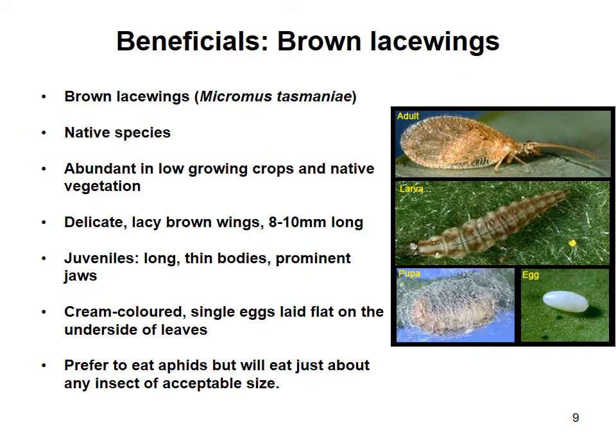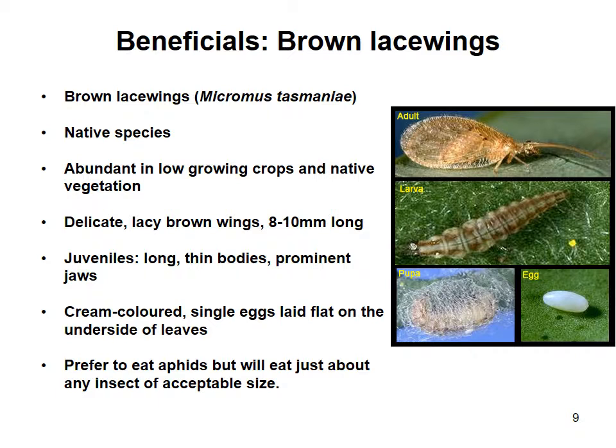Let's take a look at some of our most important beneficials, starting with brown lacewings. Brown lacewings are native species. They're abundant in low-growing crops and native vegetation. They have delicate lacy brown wings, which you can see pictured here in the adult. They're 8 to 10 millimetres long.